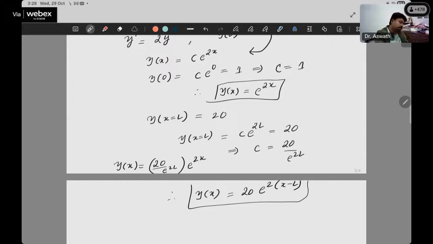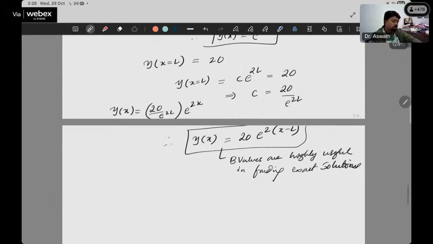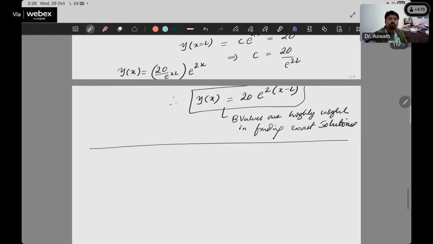See, having a boundary condition, we can find much more detailed solutions. Boundary values are highly useful in finding exact solutions. Right? So let's go through a few more simple scenarios.